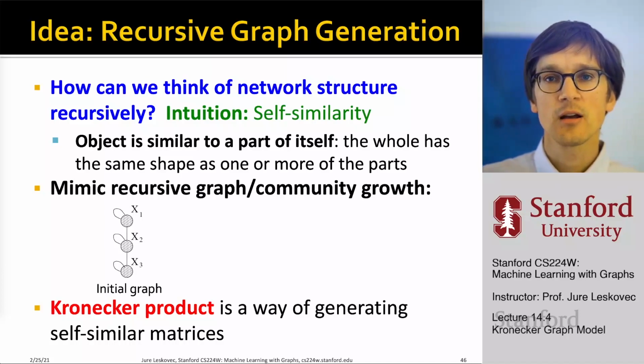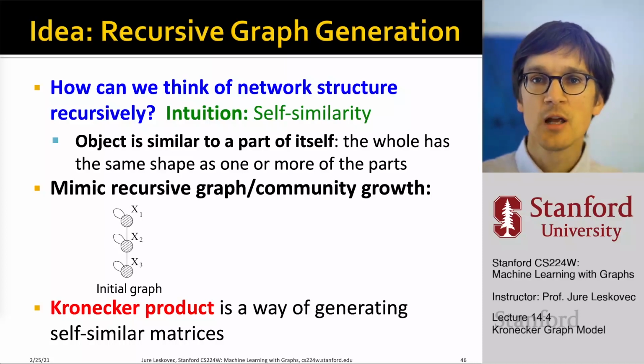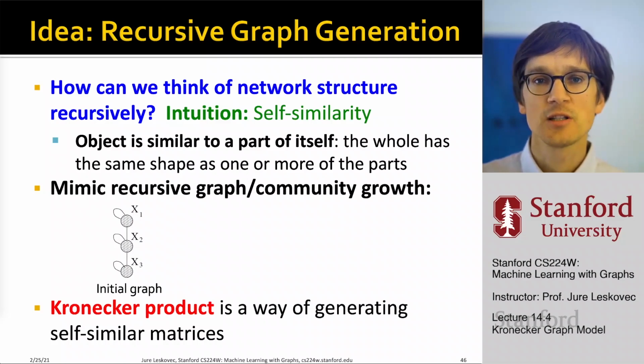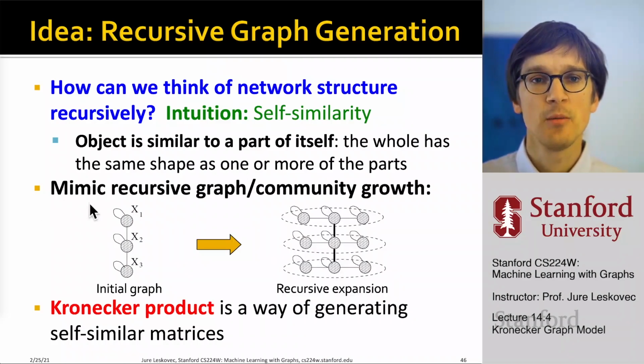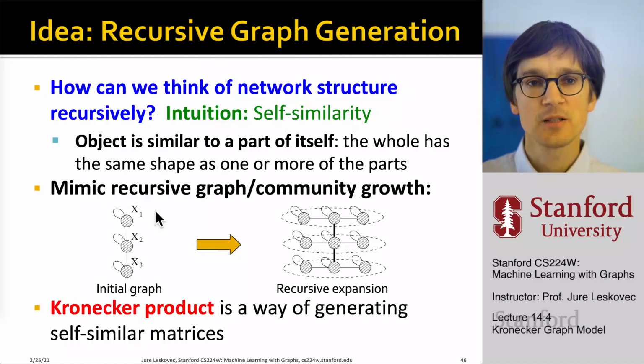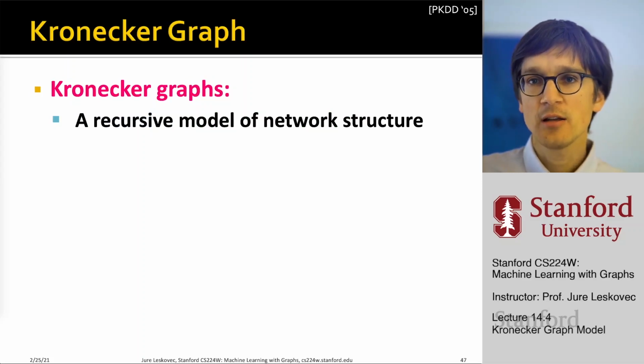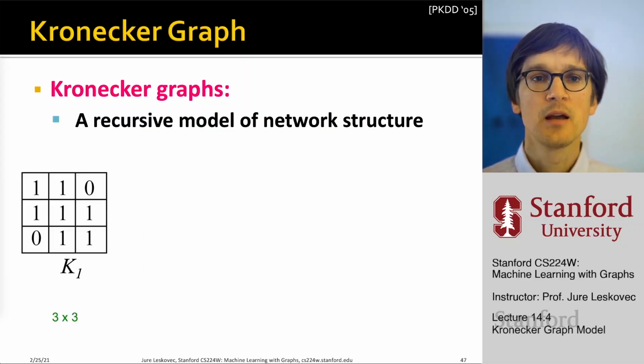The Kronecker graphs will allow us to do this through the notion of a Kronecker product that will allow us to generate self-similar adjacency matrices. The idea is that if I start with some starting graph, I recursively expand this starting graph into bigger and bigger graphs. So I want to have a small generator, a small building block, and then use it to generate bigger and bigger graphs.